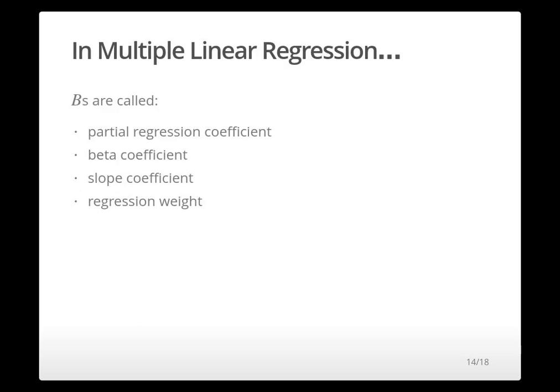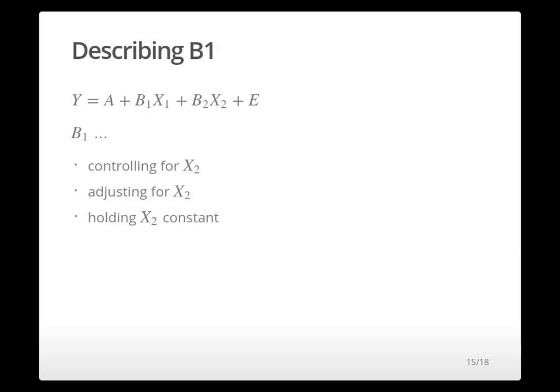Different papers and textbooks use different names for B in the linear regression model, such as partial regression coefficient, beta coefficient, slope coefficient, regression weight, and so on. Basically, these have the same meaning. Also, different phrases are used when the partial regression coefficient is interpreted. Here, B1 summarizes the relation between y and x1, controlling for x2, or adjusted for x2, or holding x2 constant. These phrases have essentially the same meaning.